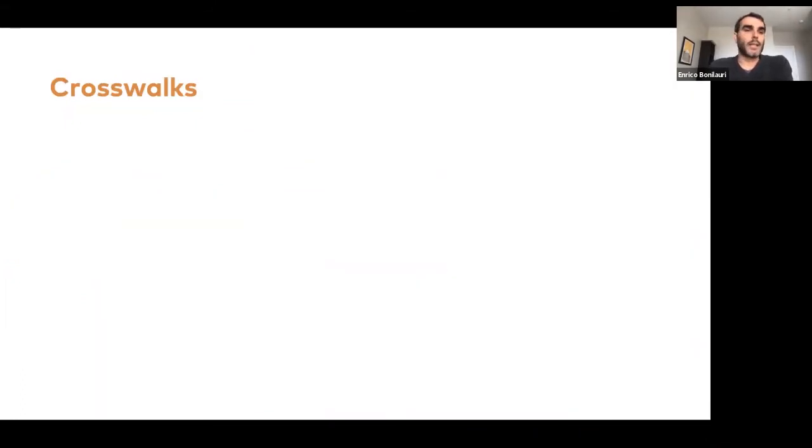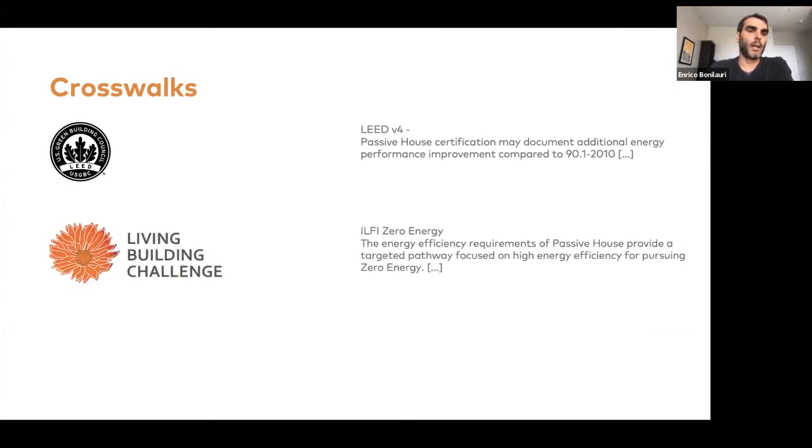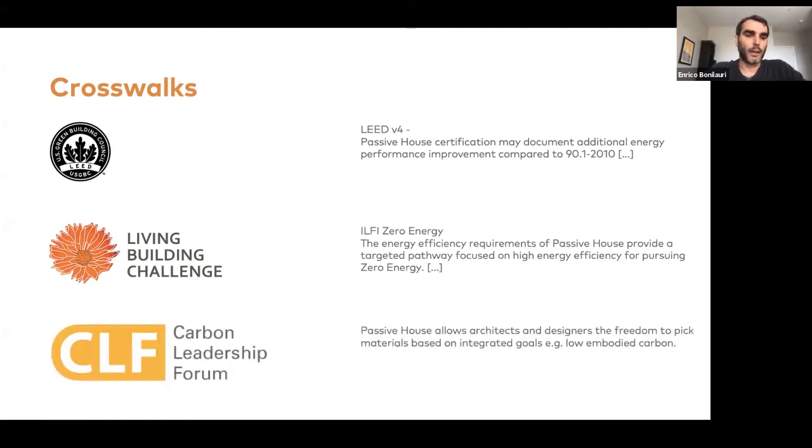Crosswalk with other green building standards. LEED version 4 does recognize passive house as an improvement in energy efficiency. Living Building Challenge doesn't recognize passive house, nor does the Carbon Leadership Forum. There's not a recognition yet that I know of.